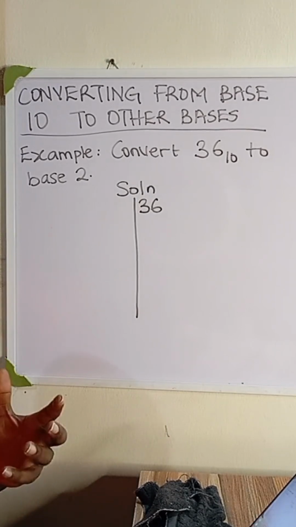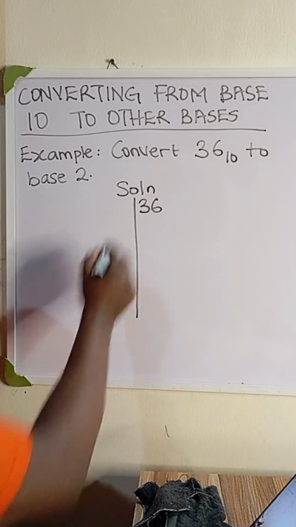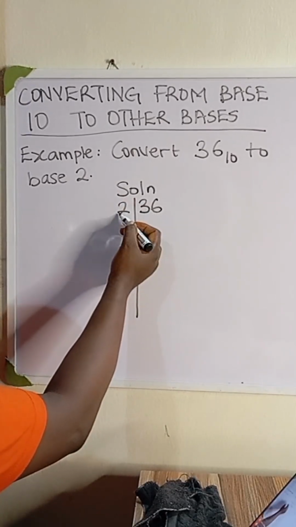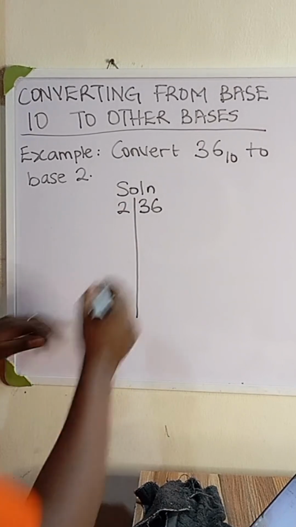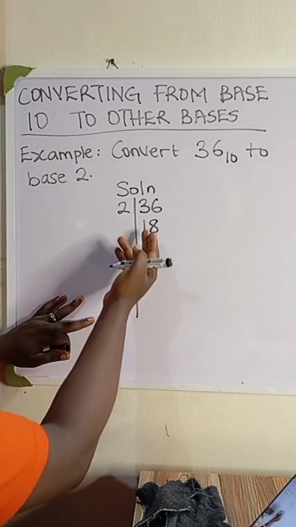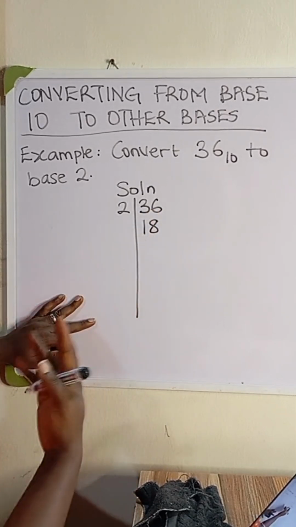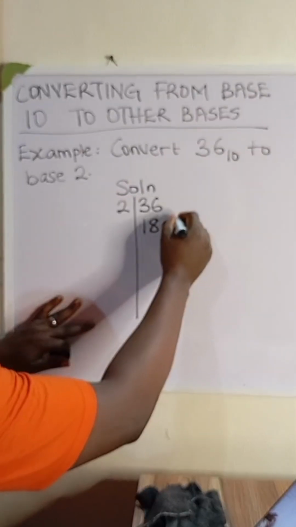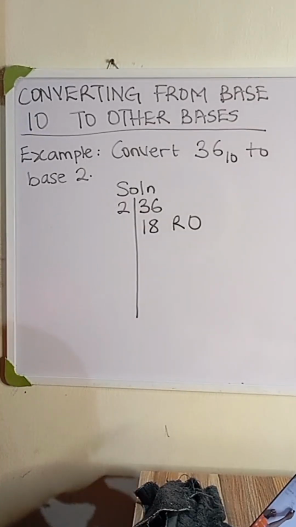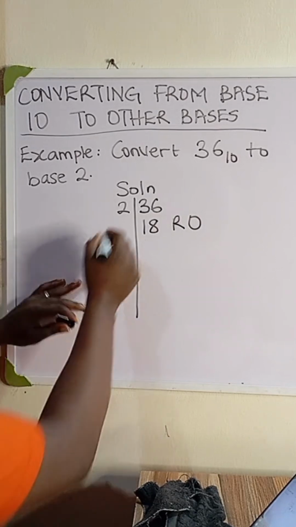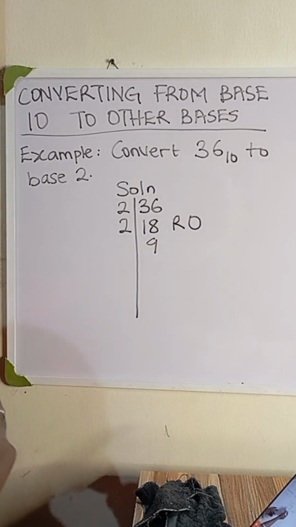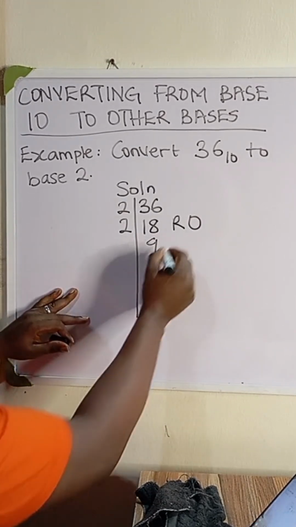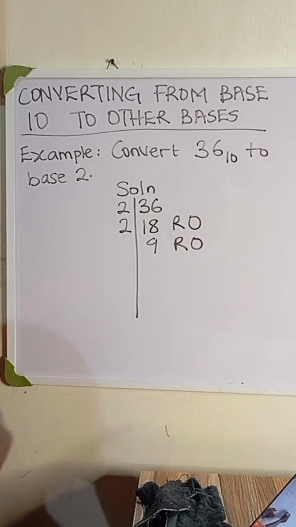Whenever you divide, you are going to take note of the remainder. What remains after you divide? 36 divided by 2 gives us 18. Is there going to be any remainder? There will be no remainder, so we write remainder 0. Remember, we are dividing repeatedly by 2. 18 divided by 2 gives you 9. No remainder, so we have remainder 0.